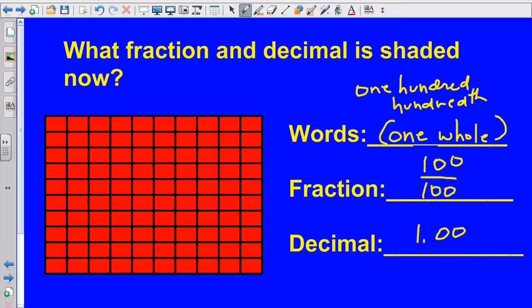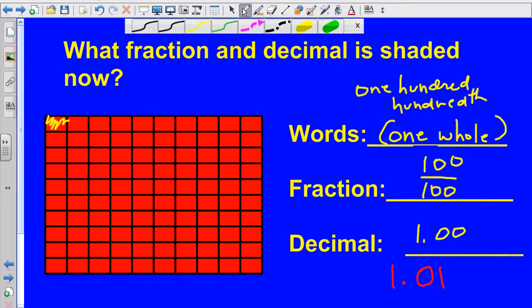So if I was going to do another one, now I have to start with another box. Let's say I had another box and I had this much shaded in. It would now become 1.0. And if you had another full hundred, and only one was shaded, it would be 2.02. Well, it depends on how many shaded. All right, so you're getting there.